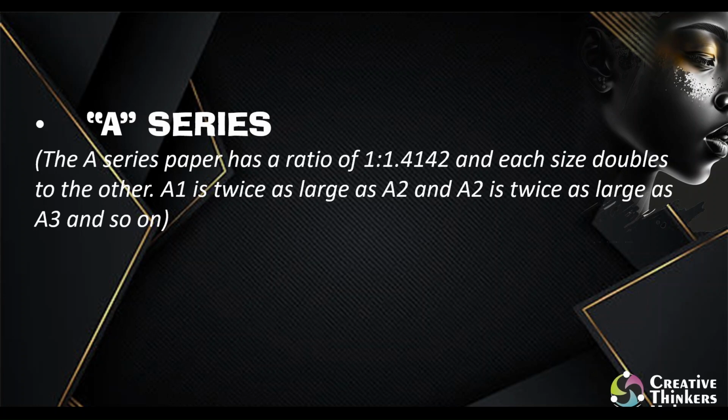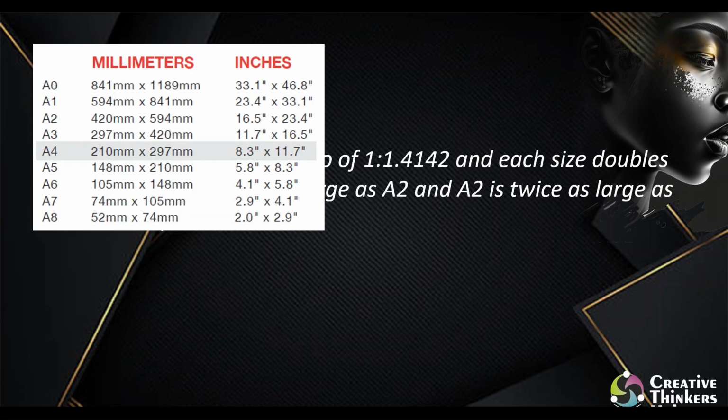This is a formula on which it is based, that is 1:1.4142. And as it is said, A1 is twice as large as A2, A2 is twice as large as A3, and so on and so forth. A8 being the smallest. So it starts with 2 inches. 2 inches multiplied by 1.4142 will give you 2.9. Then you take the 2.9 and that is the base of the second paper. So as you see, 74, 74, 105, 105, 148, 148, 210, 210, and so on and so forth. So this becomes the base.